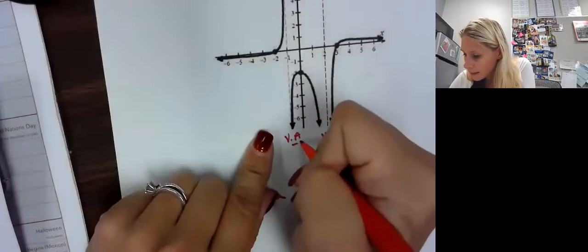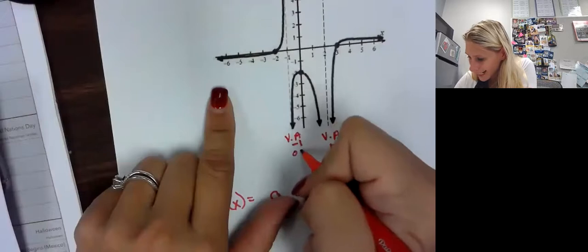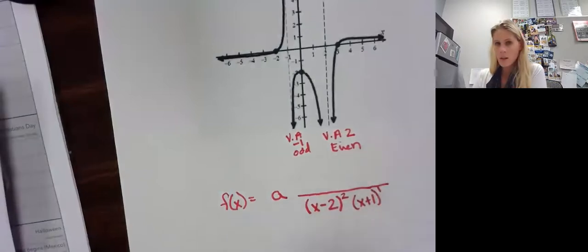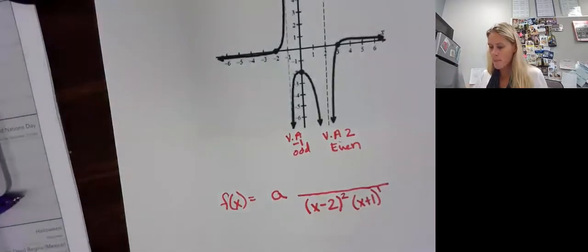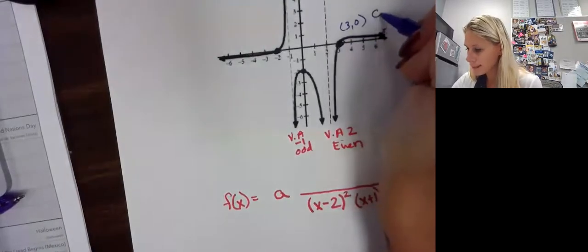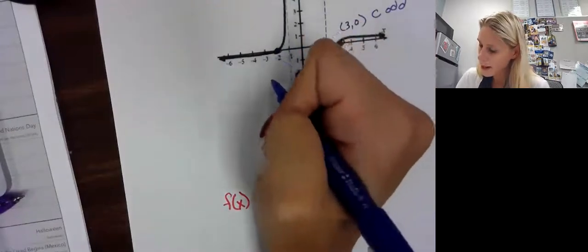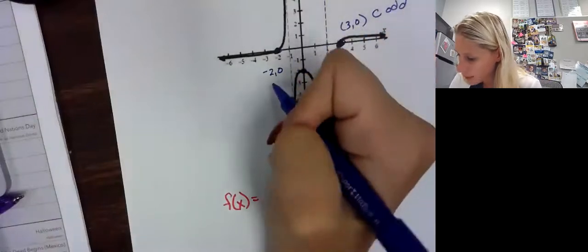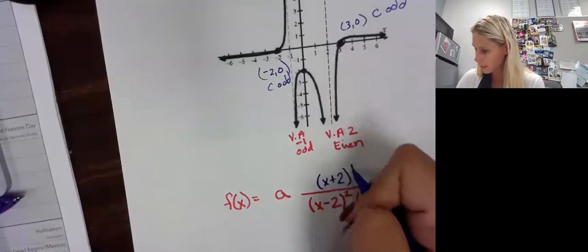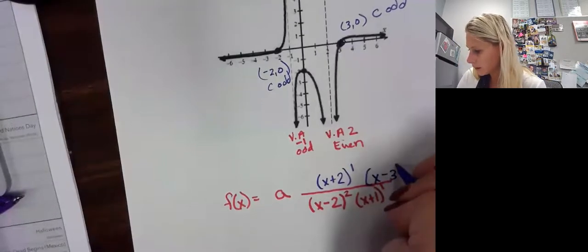Now, just be careful because there's another vertical asymptote. There's a vertical asymptote at -1. And that goes in the opposite direction, so it's odd. So that means in the denominator, I also have x plus 1, and that's going to be to the first. Okay, I'm going to change colors on you so you can see where I get this from. In the numerator, that is about our x-intercepts. So I have an x-intercept at 3. And as you can see, it crosses, so it's odd. And then I have one at -2. And it crosses, so it's odd. Okay, so how do I write that? Well, I would write x plus 2, and that is to the first because it's odd, and x minus 3 to the first because then it's odd.